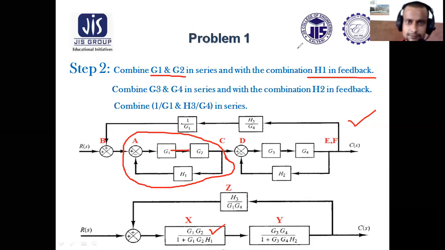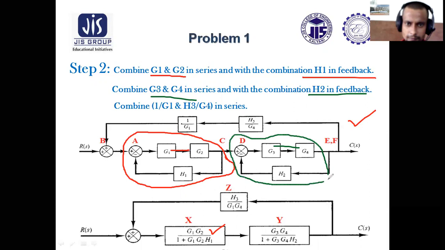Similarly, G3, G4 in series, and with that combination, H2 is in feedback. So this entire block will be replaced by G3, G4 by 1 plus G3, G4, H2, following the basic rules. And what else did we do here? We have combined these two in series as well. So H3 by G1, G4.